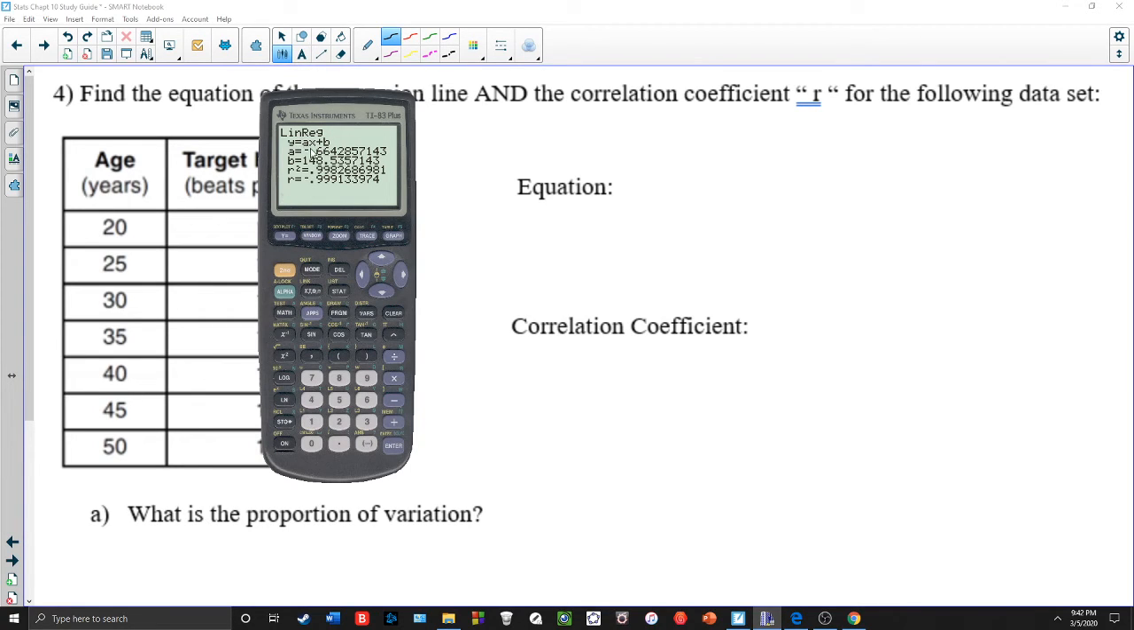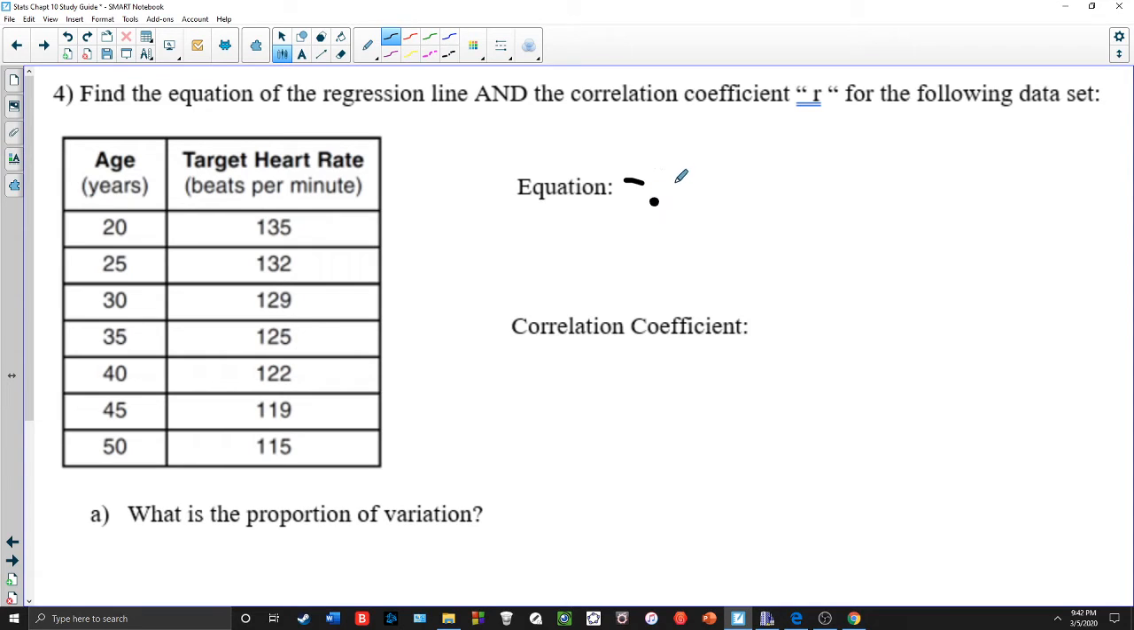So it's negative 0.664 x plus 148.54. And that's equal to y.